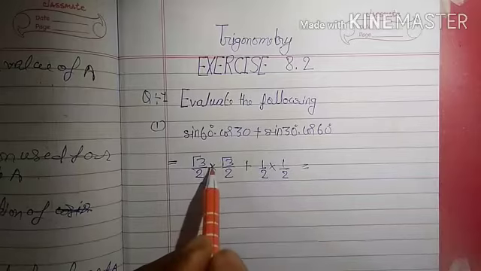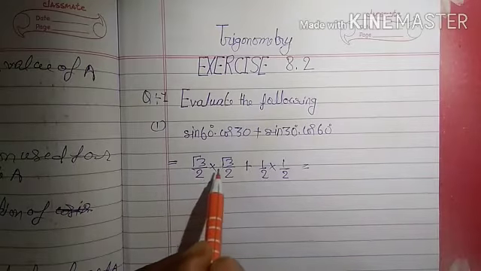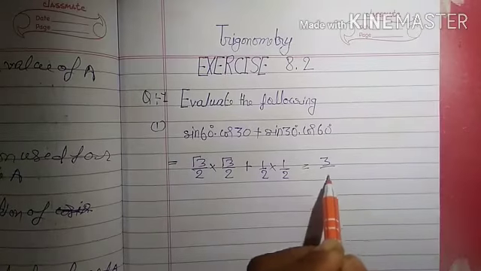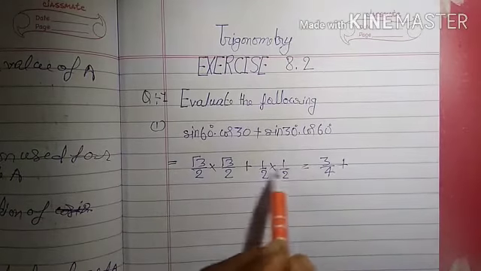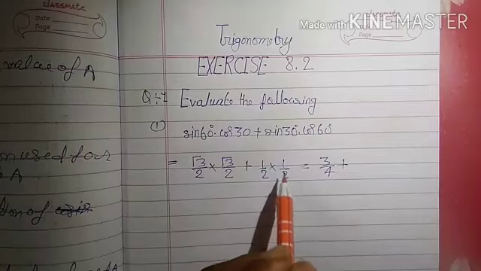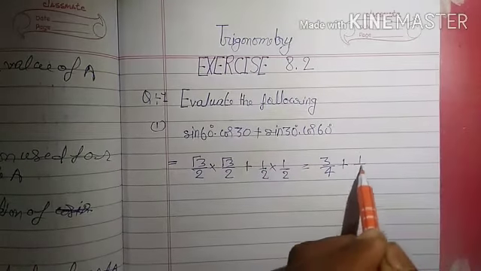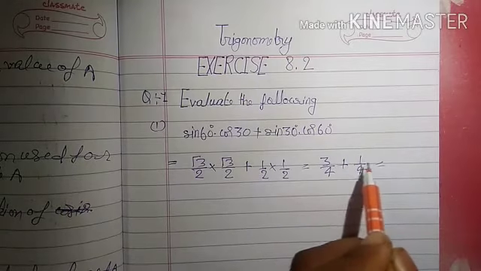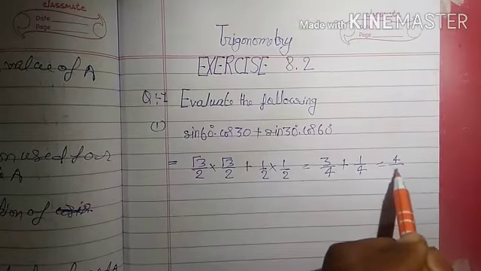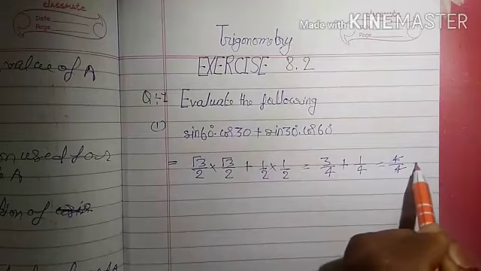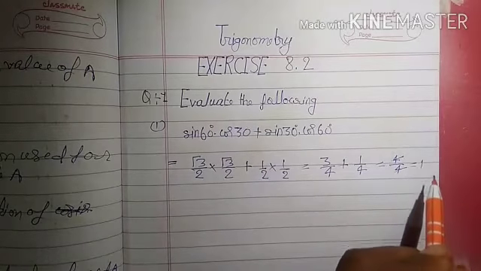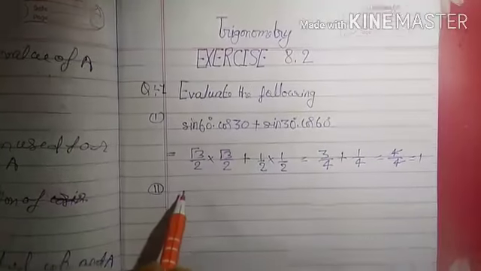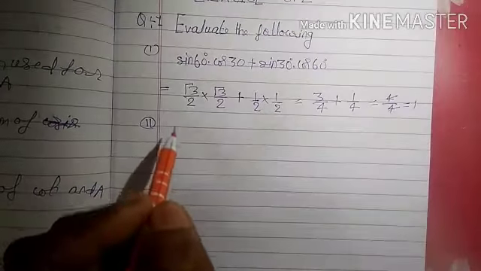So square root 3 by 2 into square root 3 by 2, that is 3 by 4, plus 1 by 2 into 1 by 2, that is 1 by 4. So this is equal to 3 plus 1, that is 4 by 4, cancel, is equal to 1. Next question, that is the second part. We have to find the value of the second part.